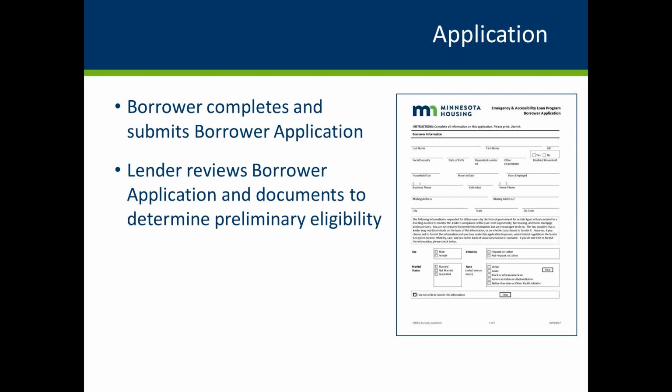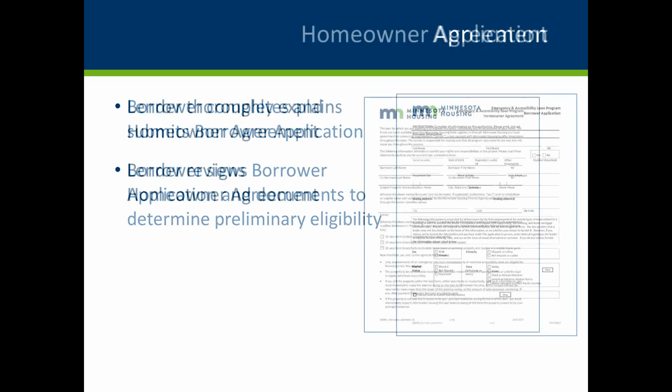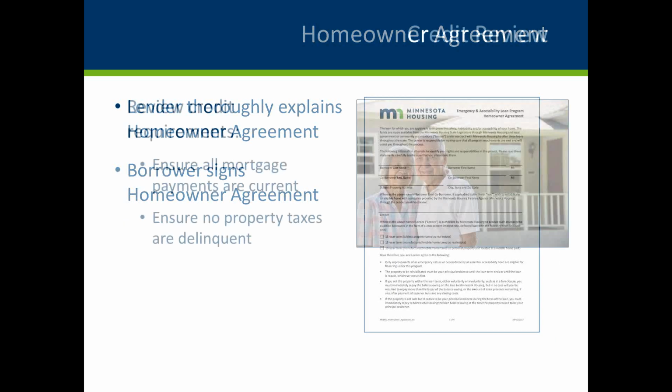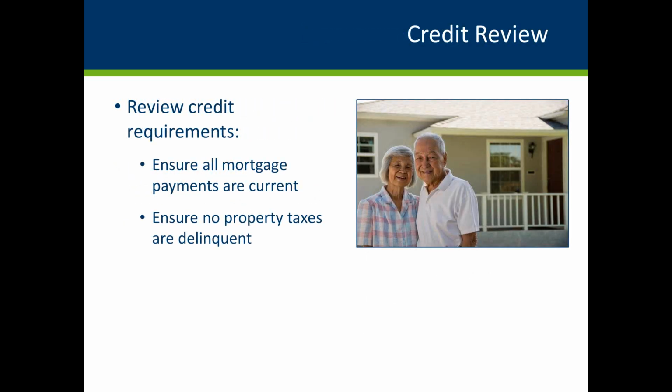Review each document and calculate income and assets to determine if the borrower is eligible for the program. When a borrower applies for the program, thoroughly explain the homeowner agreement. Have the borrower sign the last page of the form and make sure you sign as well. When reviewing credit for the application, do not pull a credit report. The only credit requirements are that all mortgage payments must be current and all property taxes must be paid and current as well. This information can be verified using the most recent mortgage and property tax statements.